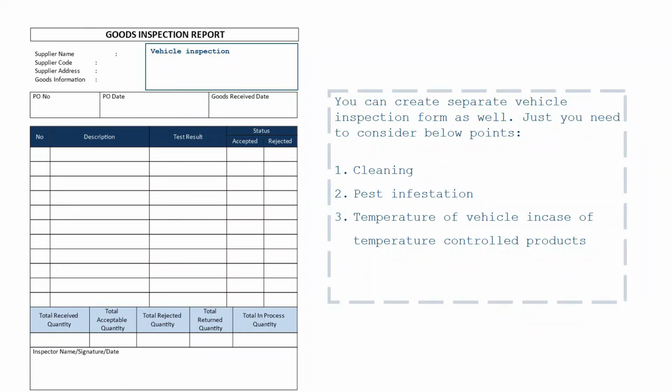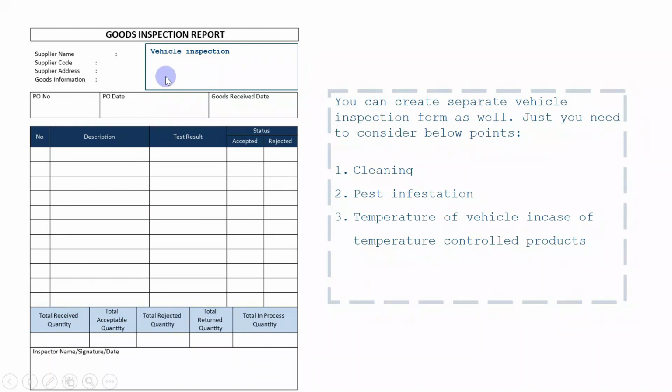And the most important thing that you need to focus on here is the accepted and rejected quantity. Please remember, this is very important because it's required for traceability, and if it's not mentioned, it can be considered that you are accepting products that do not comply or you are not fulfilling the traceability requirement. So please remember to mention the quantities here. Second, if you see at the bottom, I mentioned the total quantity, then how much accepted, how much rejected, how much you returned, and after that how much is in process. After that, you need to sign that document once you inspect the goods.